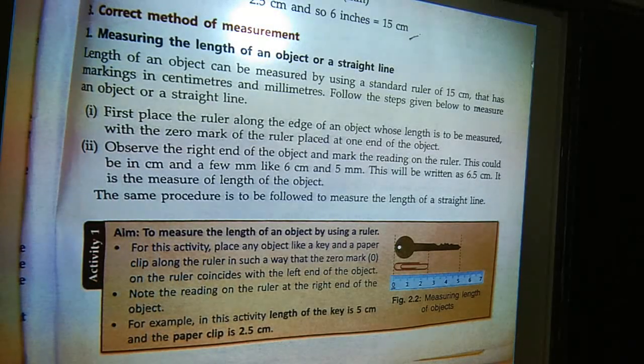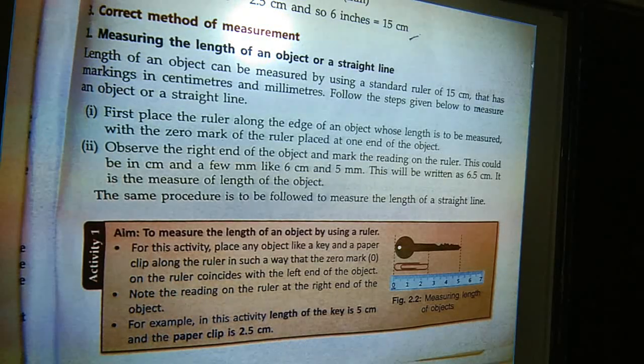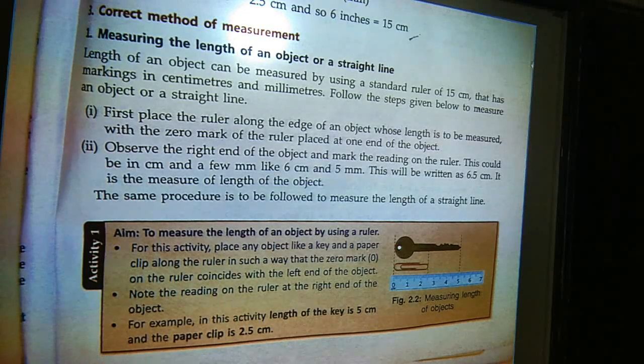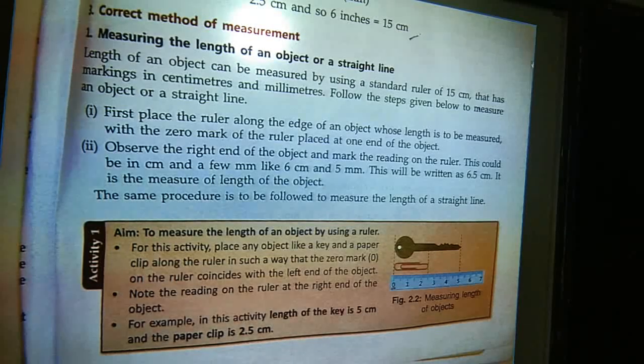So in activity 1, what is the aim? To measure the length of an object by using a ruler. For this activity, place any object like a key and a paper clip along the ruler in such a way that the zero mark on the ruler coincides with the left end of the object. Note the reading on the ruler at the right end of the object. For example, in this activity, length of the key is 5 cm. You can see in the picture in figure 2.2, and the paper clip is 2.5 cm.